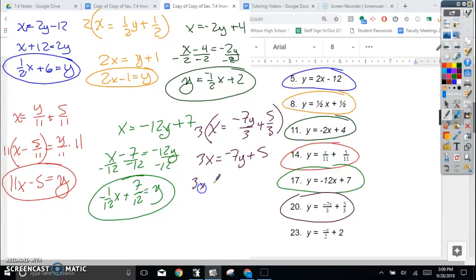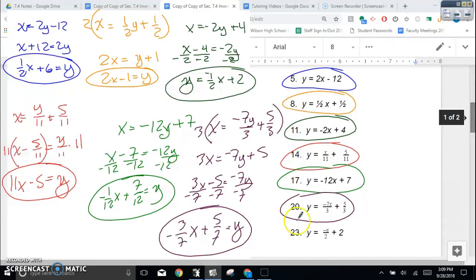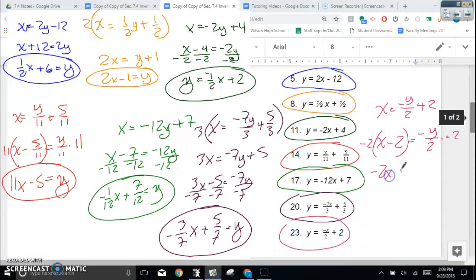I'm going to subtract my 5, and that's going to equal negative 7y. I'm now going to divide by negative 7. So this is negative 3/7 x plus 5/7 equals y. And last but not least, let's go ahead and do 23. x equals negative y over 2 plus 2. So I'm going to subtract that 2 over. I'm going to multiply by negative 2, so I get negative 2x plus 4 equals positive y. There are all my inverses.